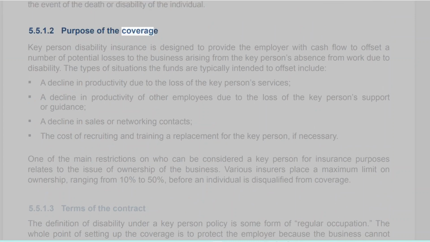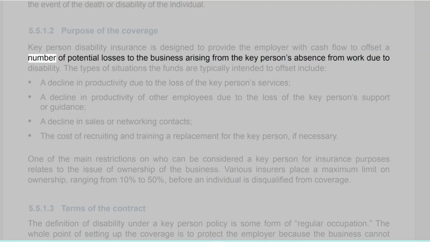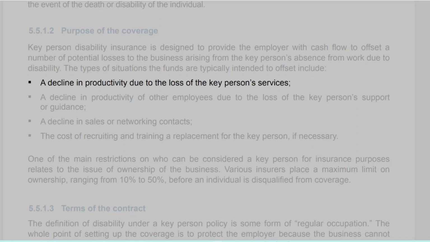5.5.1.2 Purpose of the coverage. Key person disability insurance is designed to provide the employer with cash flow to offset a number of potential losses to the business arising from the key person's absence from work due to disability. The types of situations the funds are typically intended to offset include: a decline in productivity due to the loss of the key person's services.